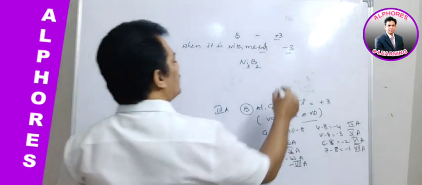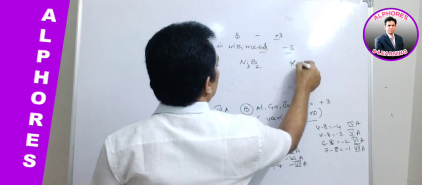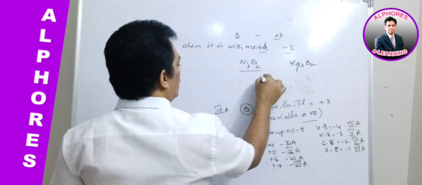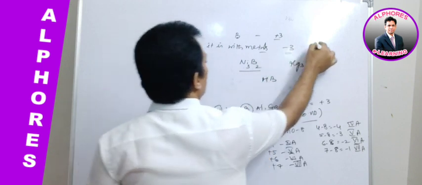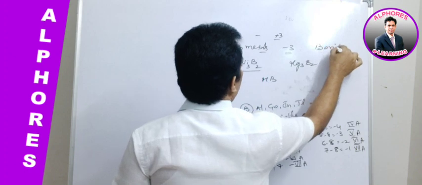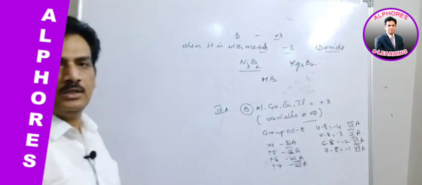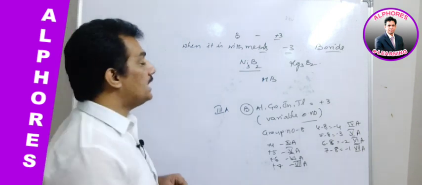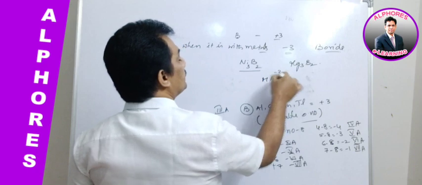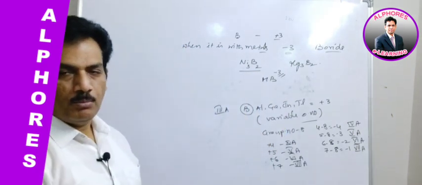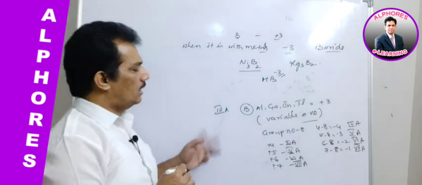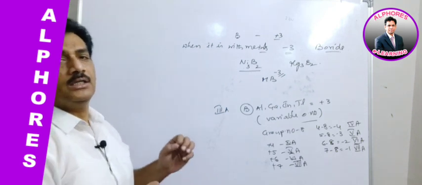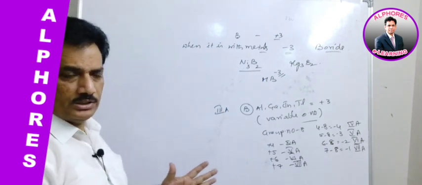or in case it is magnesium boride, Mg3B2. Like that, when it is with a metal, in metal borides, you remember, it exhibits -3 oxidation state. That is the exception for boron. In all the remaining compounds, it can exhibit positive, but only in metal borides it is supposed to exhibit minus oxidation state.